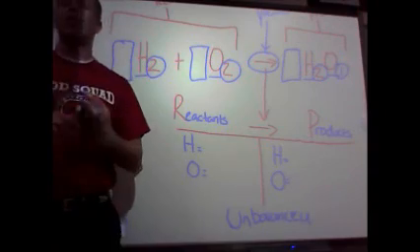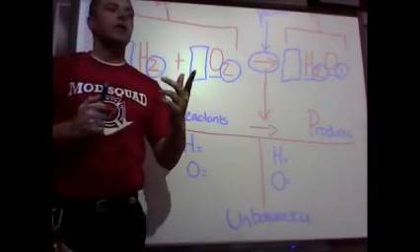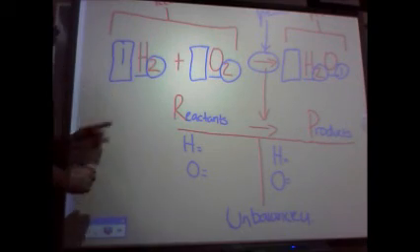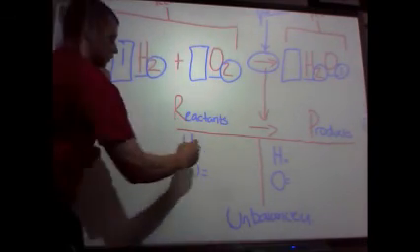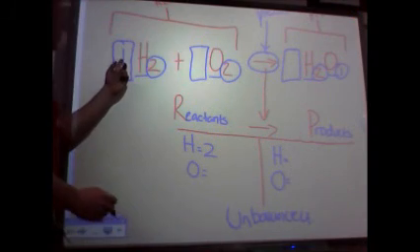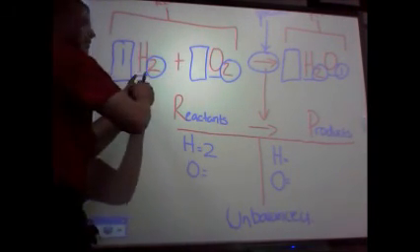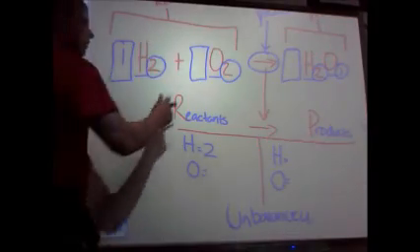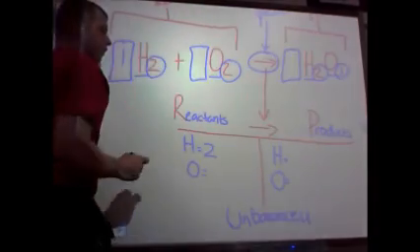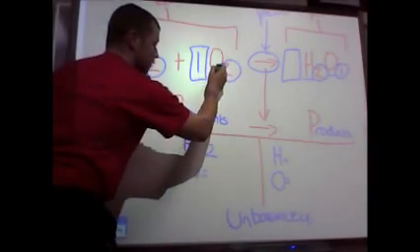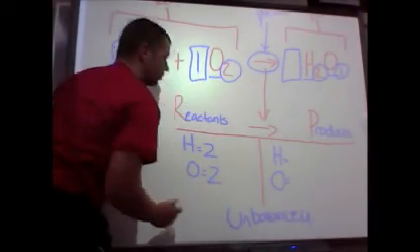I multiply the coefficient times the... Okay, what's the coefficient right here? 1. What's 1 times H2? H2. Does this 1 go to this O? No, because you don't multiply the coefficient past the plus sign. Alright, what's the coefficient for O2? 1, because there's nothing there. We assume it to be 1. 1 times O2 is O2.